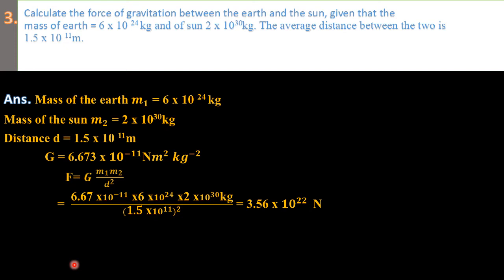So children, this numerical is familiar to you. We have done the numerical related to the universal law of gravitation. The mass of the earth is taken as m1, that is 6 into 10 raised to 24 kilogram. Mass of the sun is taken as m2, 2 into 10 raised to 30 kilogram. Distance small d is 1.5 into 10 raised to 11 meter. And the value of capital G we know. When we substitute these values in the equation F is equal to G m1 m2 by d square, after the calculation, the answer that we get is 3.56 into 10 raised to 22 Newton. So do it and check your answer.